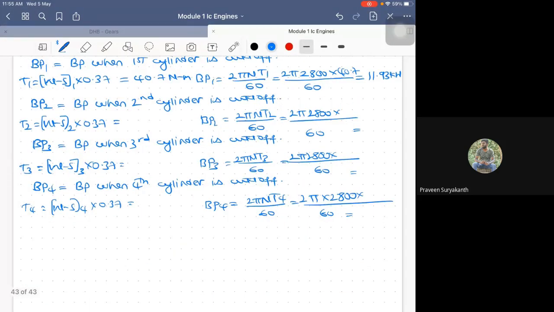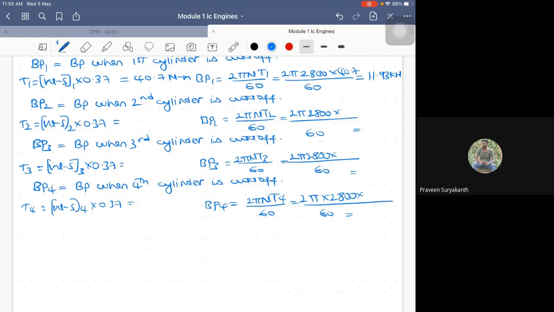Anyone just give me all the values T1, T2, T3, T4 and BP1, BP2, BP3, BP4 once you have calculated. Okay. Or else I will just write the textbook values. So just check, cross verify it.